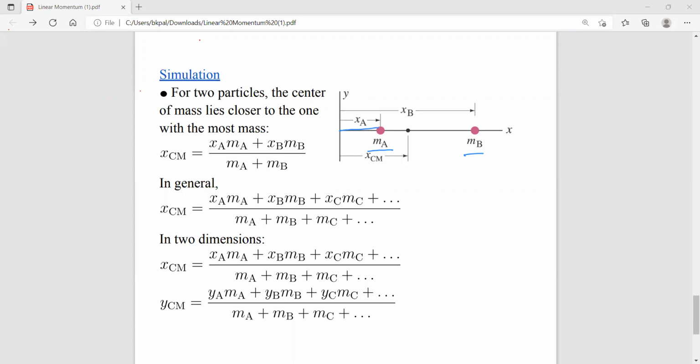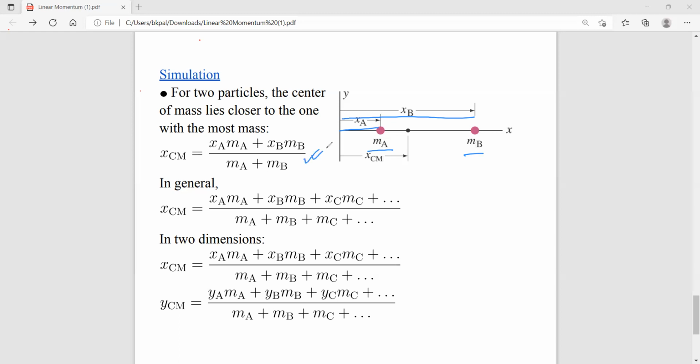Okay, and MB is XB from the origin. So if we have something like this, then the center of mass of that object can be determined by using this equation. This is the equation: XCM equals XA MA plus XB MB, divided by MA plus MB. So here is this equation.